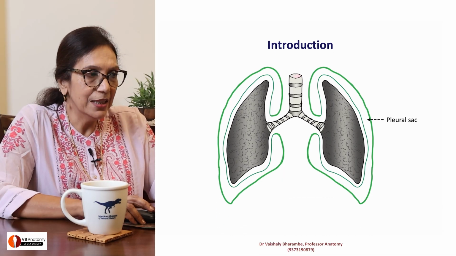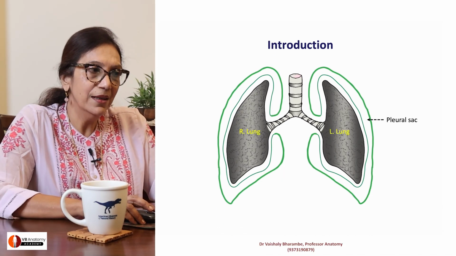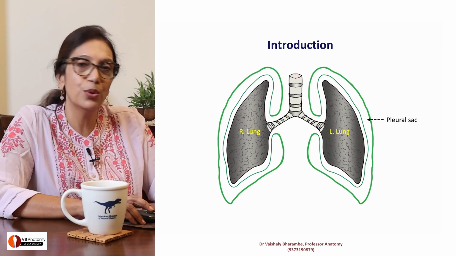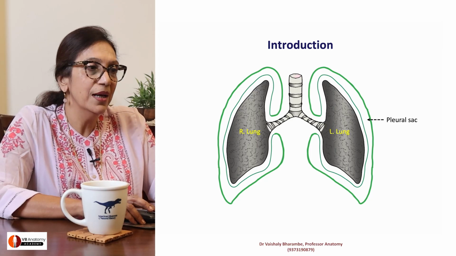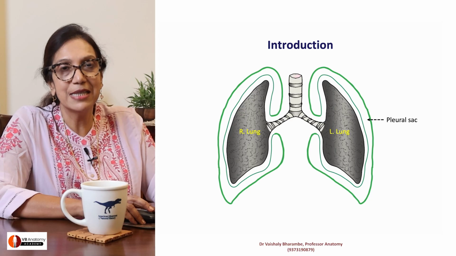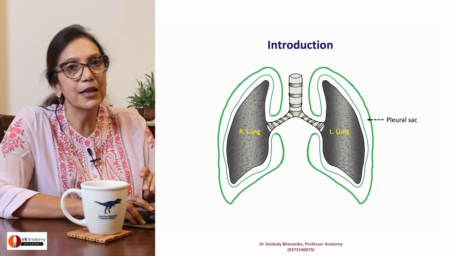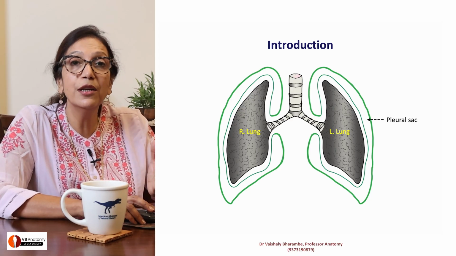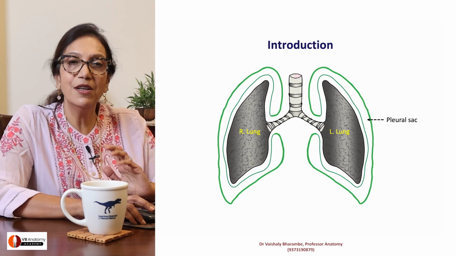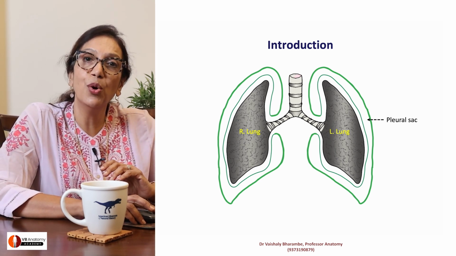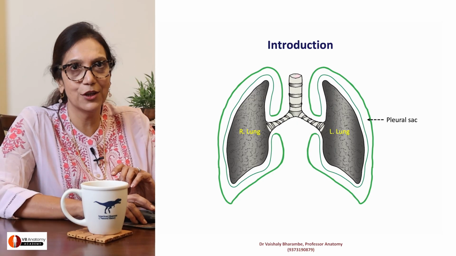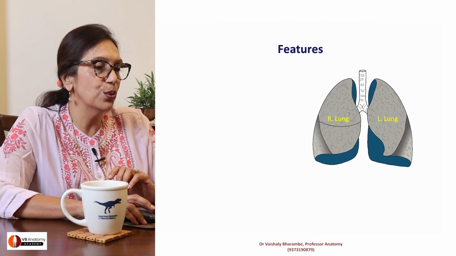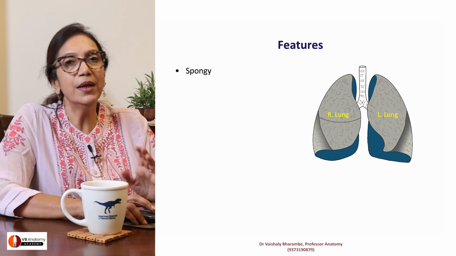So you can see here the right lung and the left lung attached to, of course, the trachea and the bronchi, covered by a pleural sac. I'm sure you've seen the lungs by now. You have a general idea about the pleural sac. We're just going to try and get some more details of the lungs in this lecture. Okay, so let's begin.